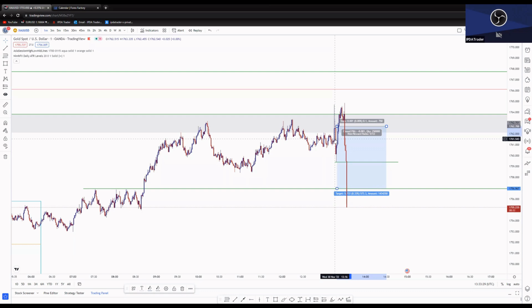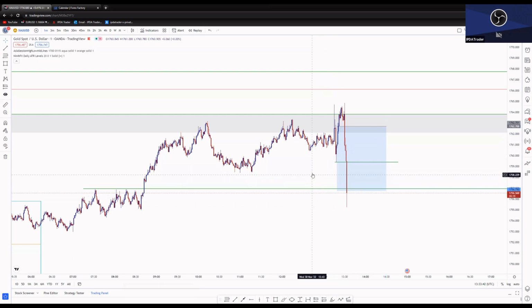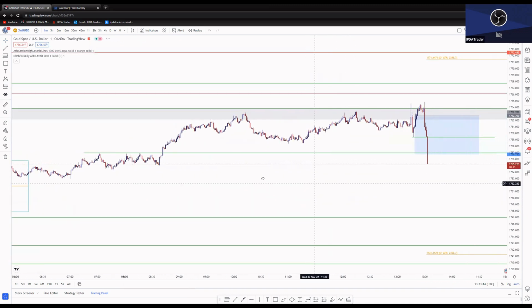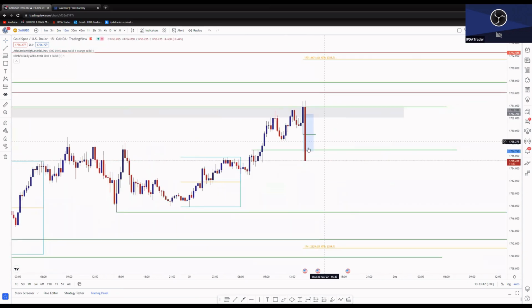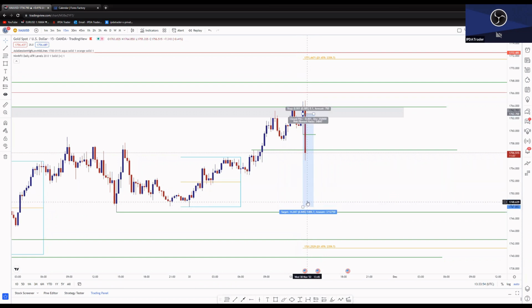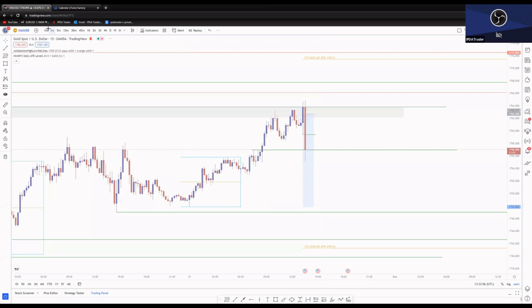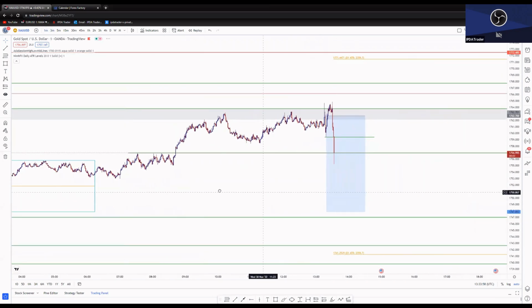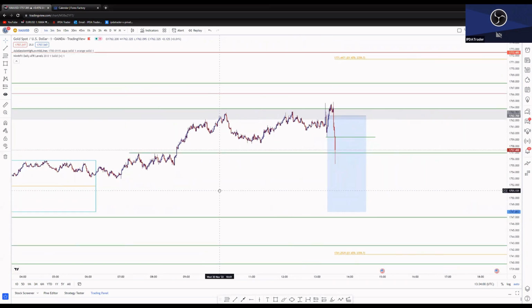Going to close 11 lots, and I'm going to leave one lot to run pretty much. Beautiful trade. One lot is running, and that's going to run pretty much to a better target, which is going to be the Asian low. That's where my runner is going to go for about lots of pips. So here you go. That is the live execution.